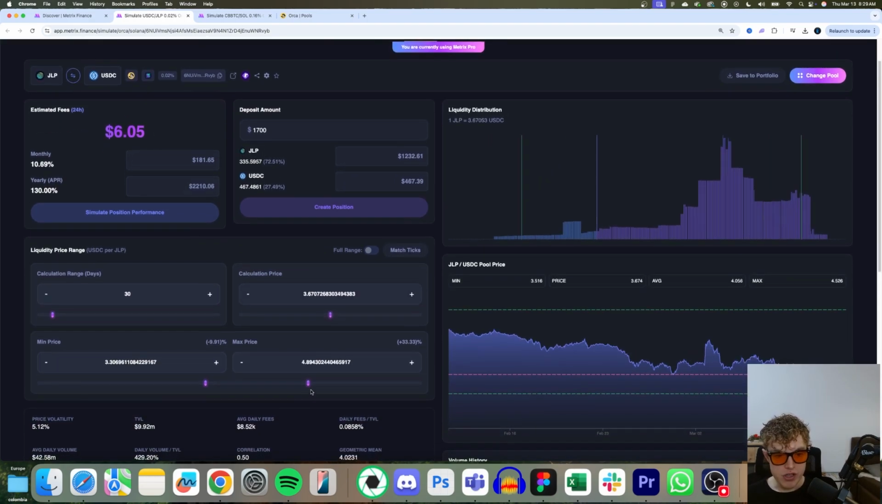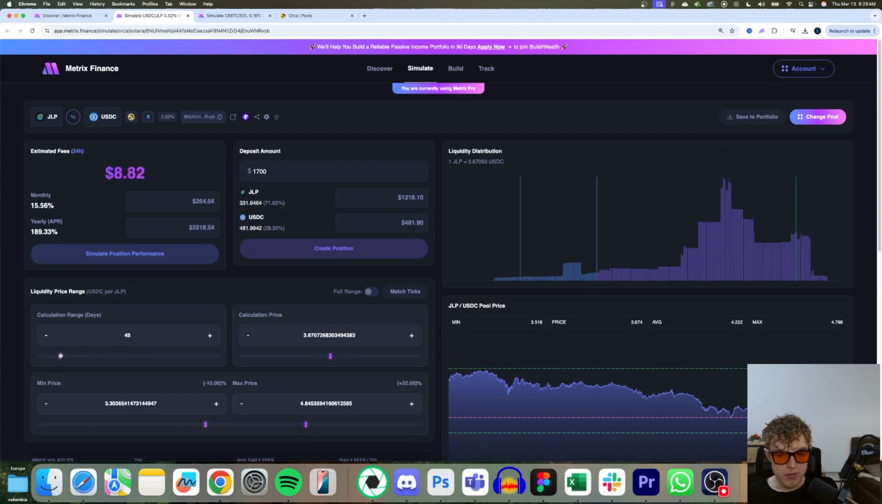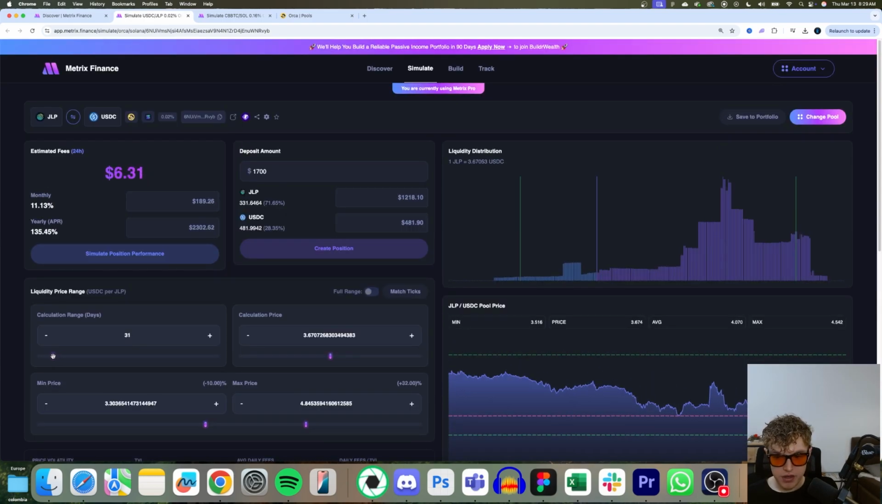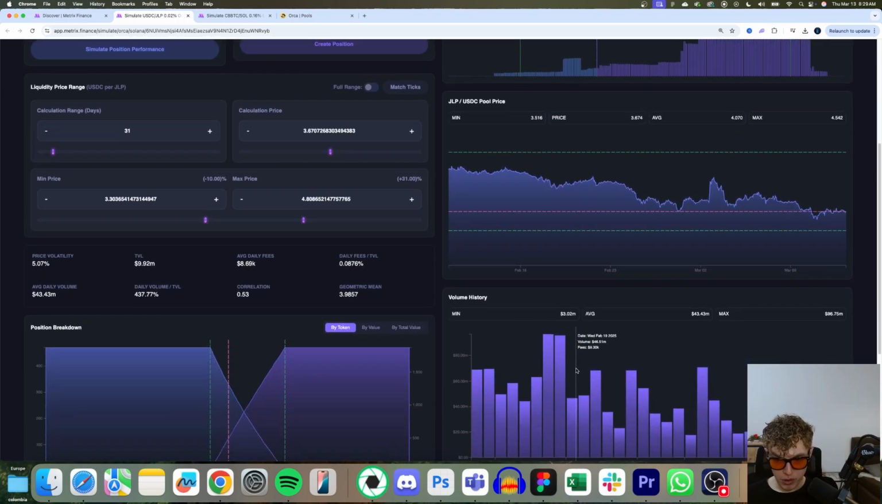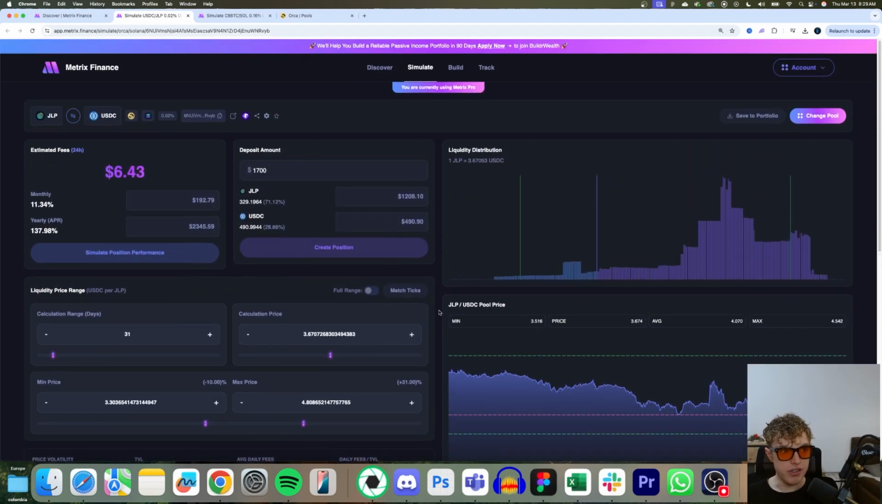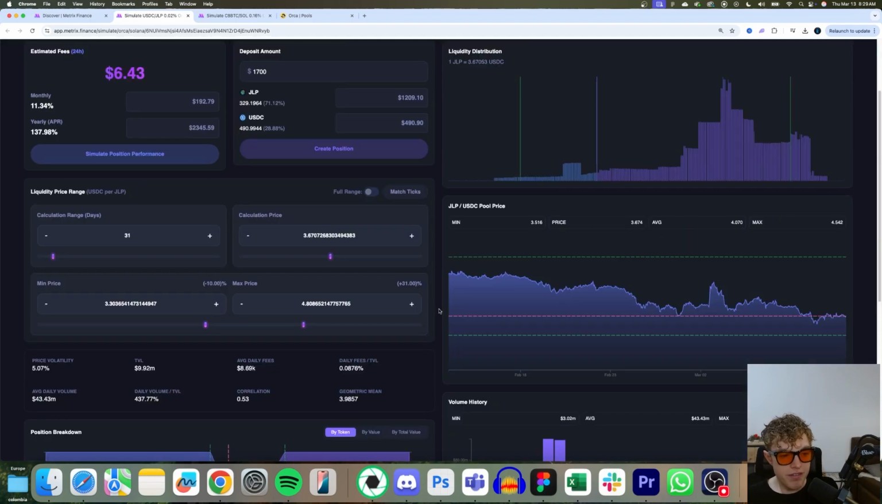We can find a range and see what type of APR it could be getting. I'm going to zoom out on the calculation range, zoom back in. It's showing very high APR, about 137% APR. And per day, there are solid amounts of fees being paid out. Some days are lower, but it's nothing too scary. This is definitely a solid position.